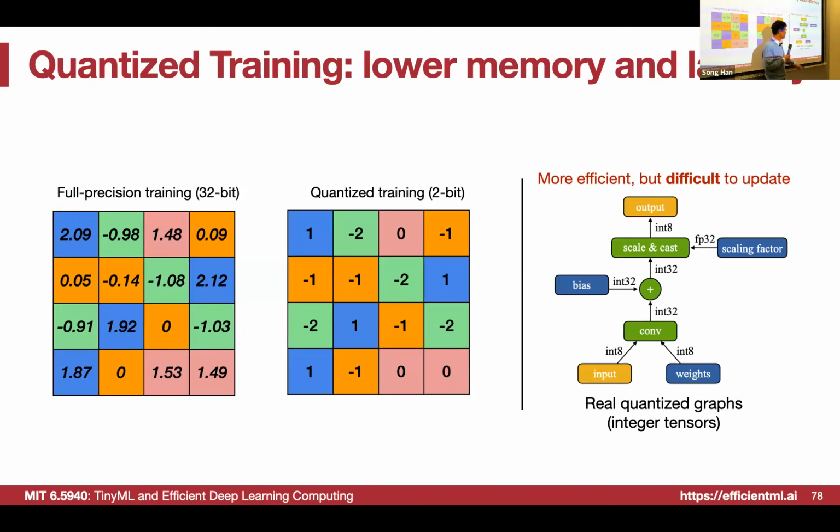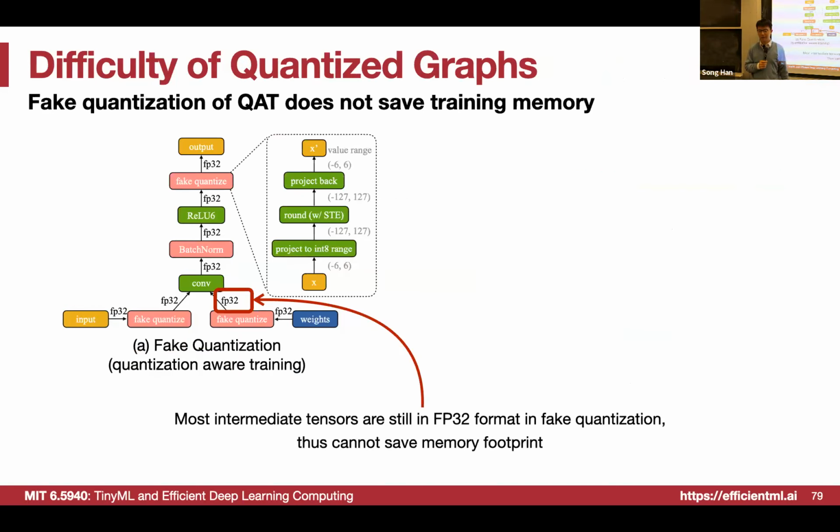So this is the real quantization graph. We have the input, we have the weight. Using the quantized approach, we do the convolution in int8. The result is accumulated in int32. We add a bias, which is also in int32. We scale it with a scaling factor, and then we can quantize again to feed to the next layer. This is very efficient. You have 4x less bit width compared with int32, but it's difficult to update.